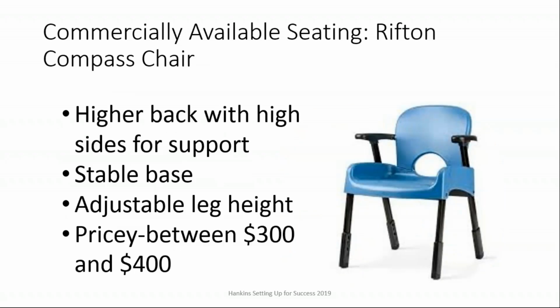And this is something that I want that I clearly don't have at my own clinic. This is a Rifton Compass chair. They're kind of newish. They have a higher back with high sides for support. They have a stable base with an adjustable leg height, but they are expensive. They're between $300 and $400, but they're really great for helping get the right position. With an adjustable table, it would be pretty amazing.